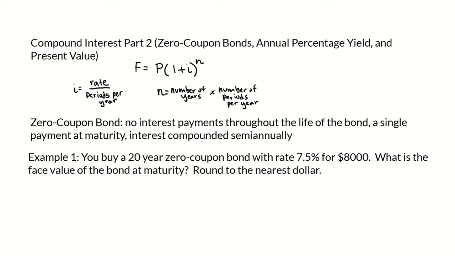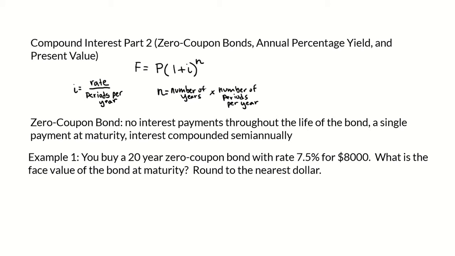This video will go over some specific aspects of compound interest, including zero coupon bonds, annual percentage yield, and present value. Recall that the formula is F equals P times (1 plus I) to the N, where F is the future value, P is the present value, I is the rate over the periods per year, and N is the total number of compounding periods, or the number of years times the number of periods per year.